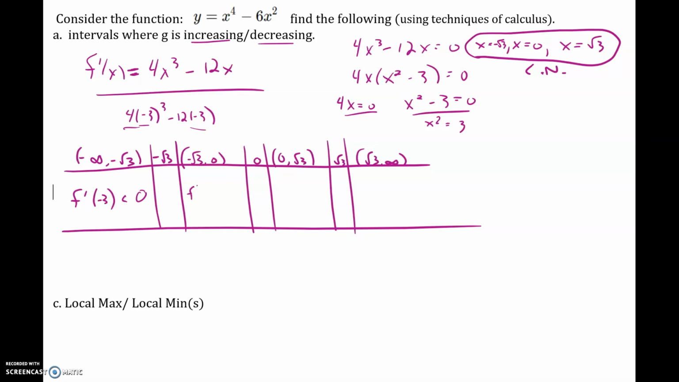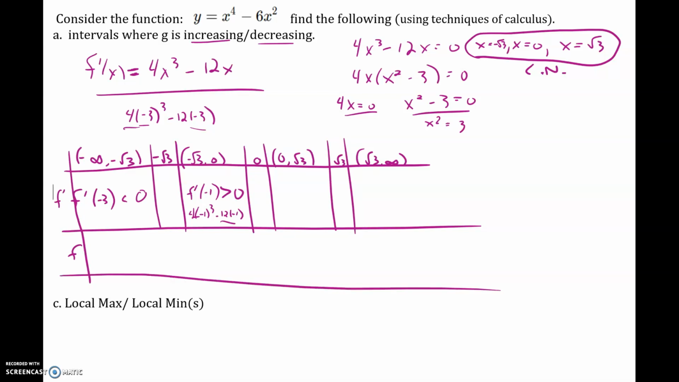Pick something from this next interval. Let's say negative 1. If I plug negative 1 in here, I get 4 times negative 1 cubed, minus 12 times negative 1. That's plus 12. That's only minus 4, so that's positive. So what this is telling us is something about f. If f prime is negative, my function decreases. If f prime is positive, then my function's increasing. And the idea is if it's positive for that number, it's going to be the same for anything in this interval, because it could only potentially change at these values where the derivative is 0.